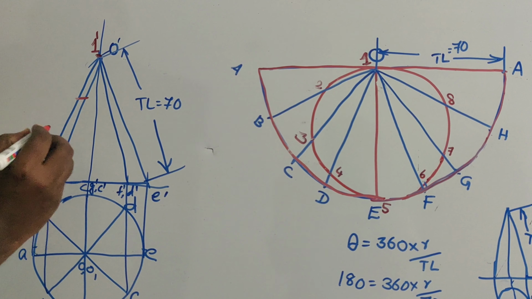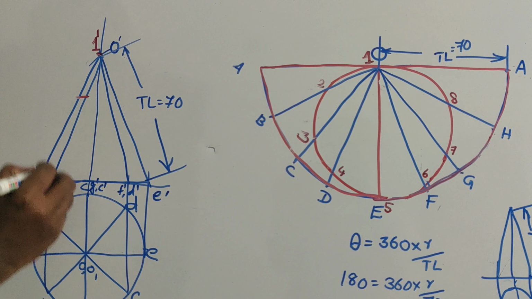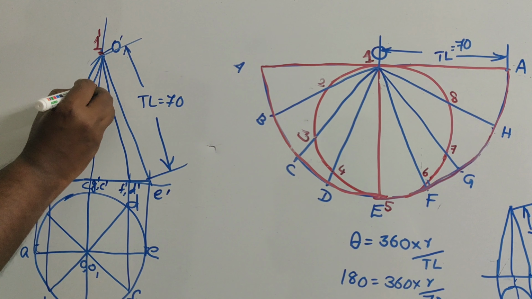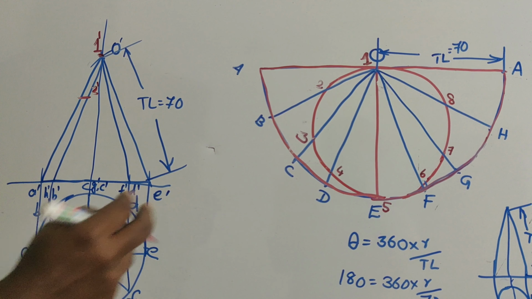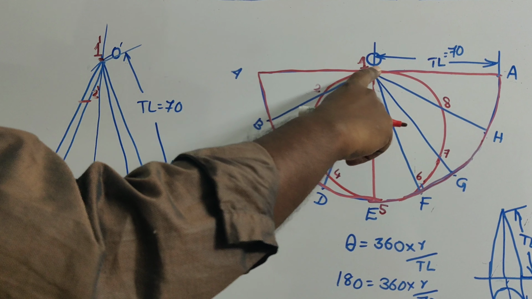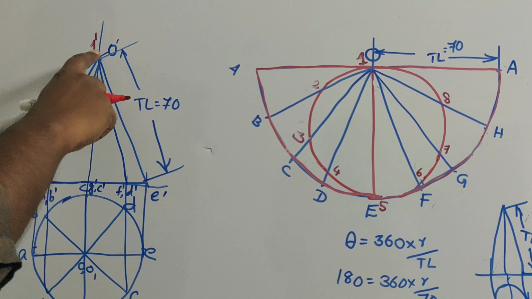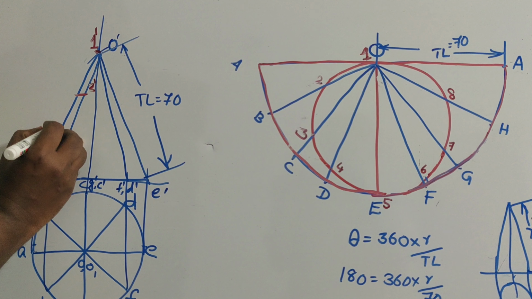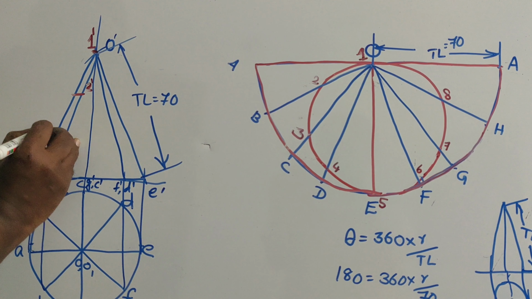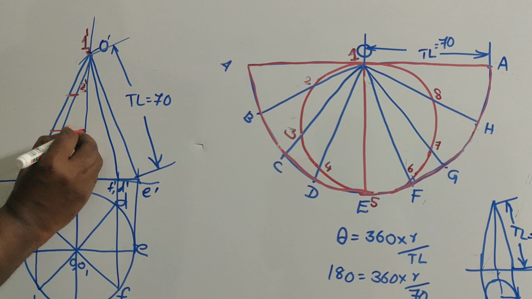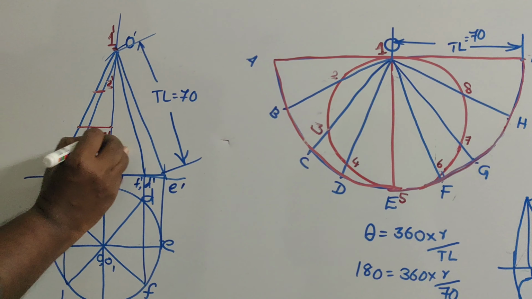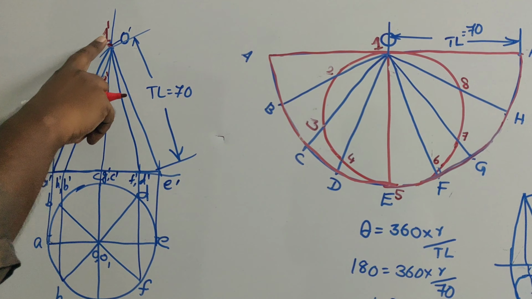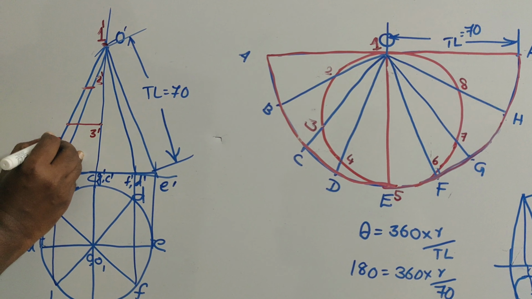I have to draw a projector to O dash B dash. So that will be point 2 dash. Now I will get O3. That also I have to mark along O dash A dash. I will get 3 dash here. I have to project this, and I will get this as 3 dash. O4 I can measure. That point also I have to mark along O dash A dash.